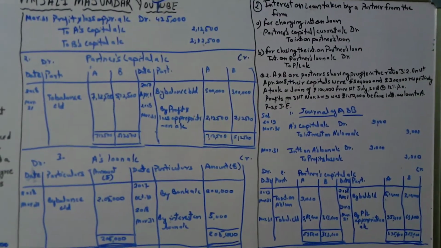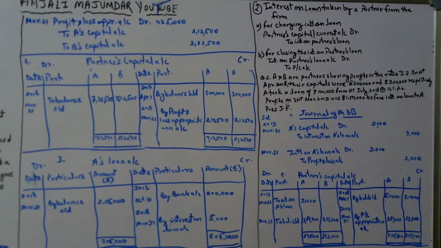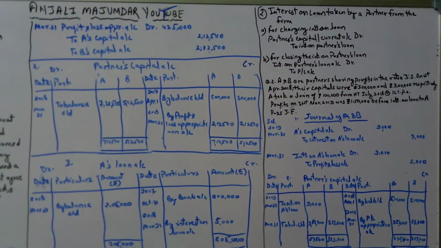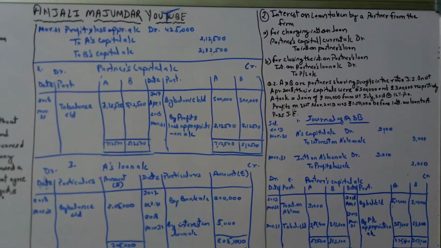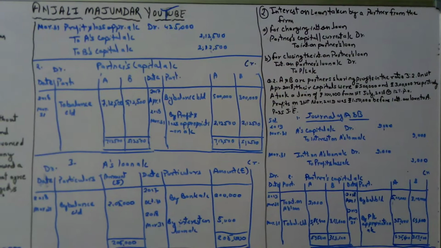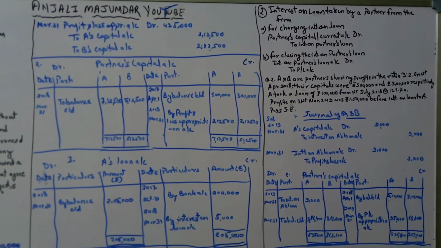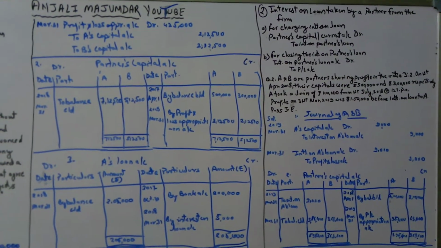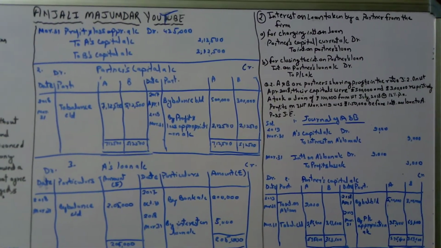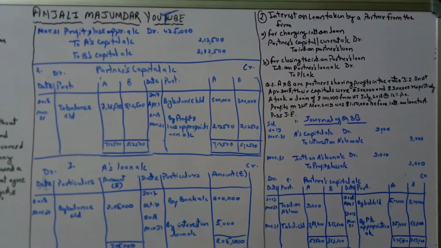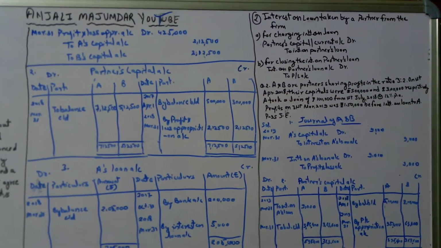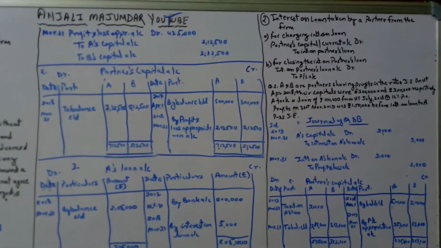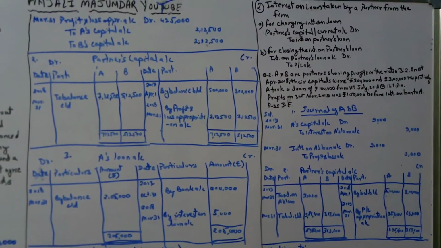Now let's look into the question. A and B are partners sharing profit in the ratio 3:2. On 1st April 2018, their capitals were 5 lakhs and 3 lakhs. That means on 1st April 2018, A has brought 5 lakh and B has brought 3 lakh. A took a loan from the firm of 1 lakh rupees on July 1st, 2018 at the rate of 12% per annum. Profit on 31st March 2019 was 1,50,000 before interest on loan. Pass journal entries. So remember here, first thing first, we will calculate the interest amount.